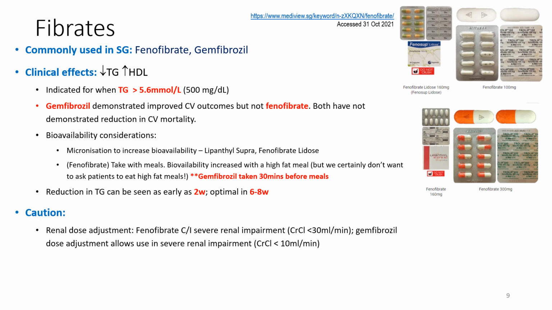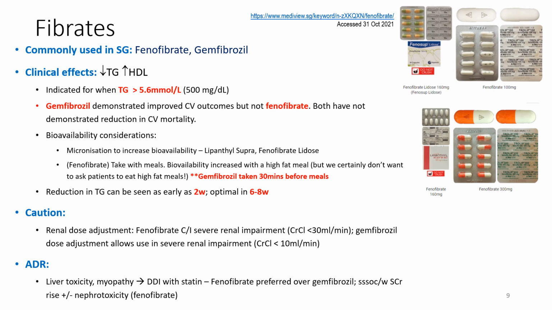So some cautions to take note of. For renal dose adjustment, Fenofibrate is contraindicated in severe renal impairment, and the Gemfibrozil dose adjustment allows it to be used in severe renal impairment. For these creatinine references, you will have to know a bit more in renal next semester before you can completely understand it, but just realize that these are indicators of severe renal impairment. For the ADR profile, both of them are associated with liver toxicity as well as myopathy.